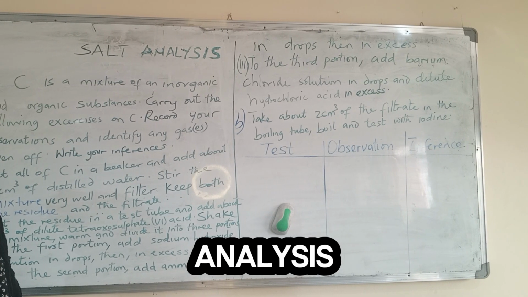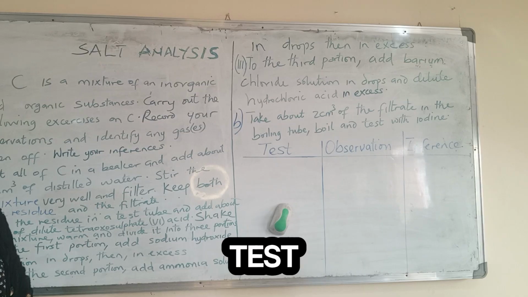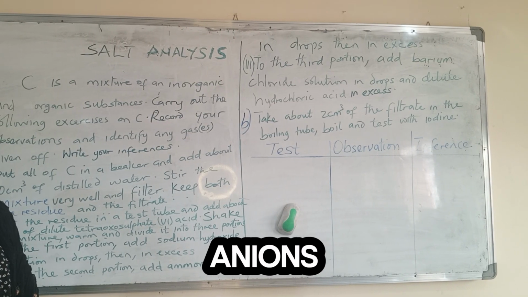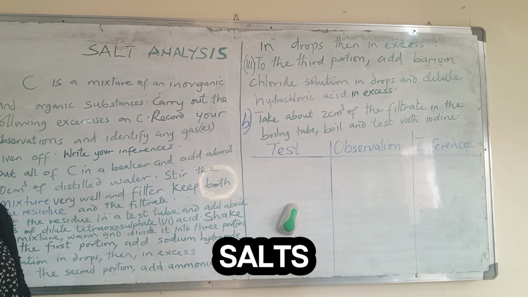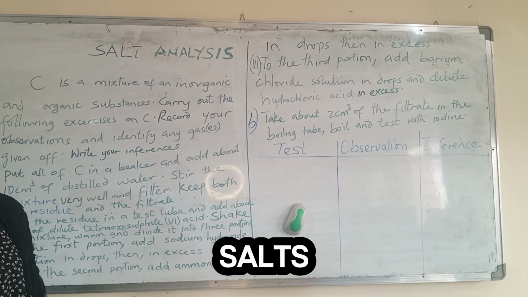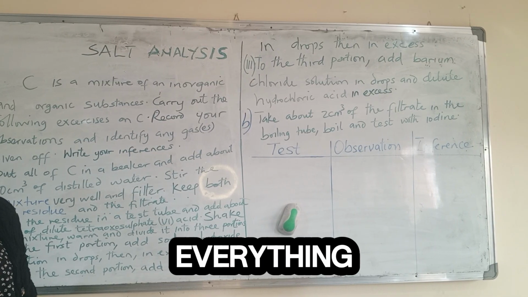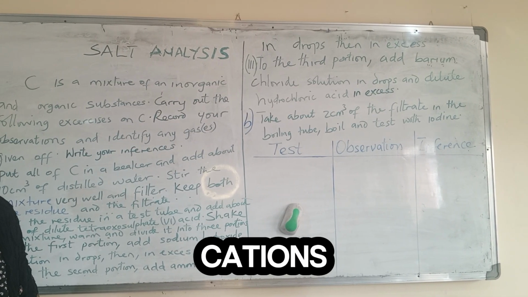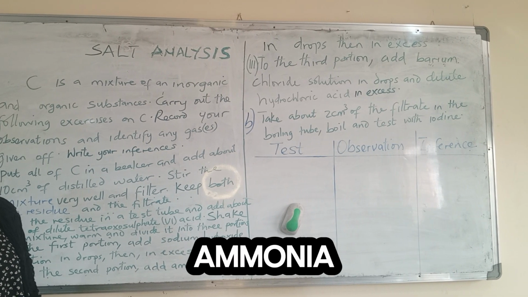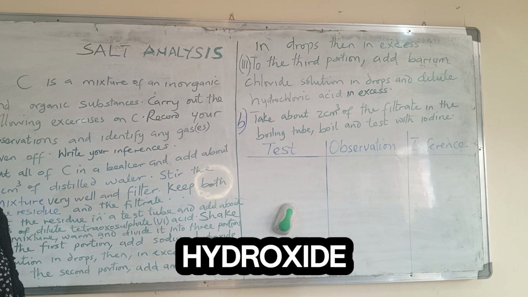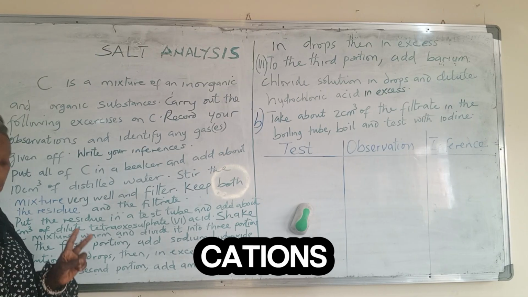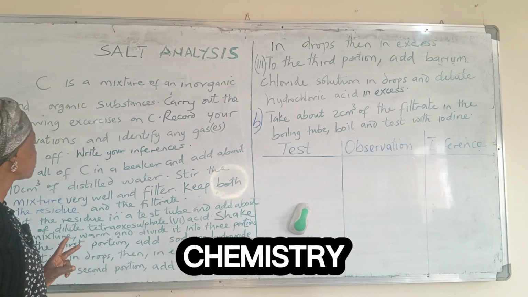Basically, in salt analysis, we test for cations and we test for anions. All salts are made up of cations and anions. We have soluble salts and insoluble salts. Today we shall be using insoluble salts to be precise, because we can't do everything. If you want to test for cations in chemistry, you use two reagents: ammonia solution and sodium hydroxide solution. Those are the two main reagents used to test for cations in chemistry.